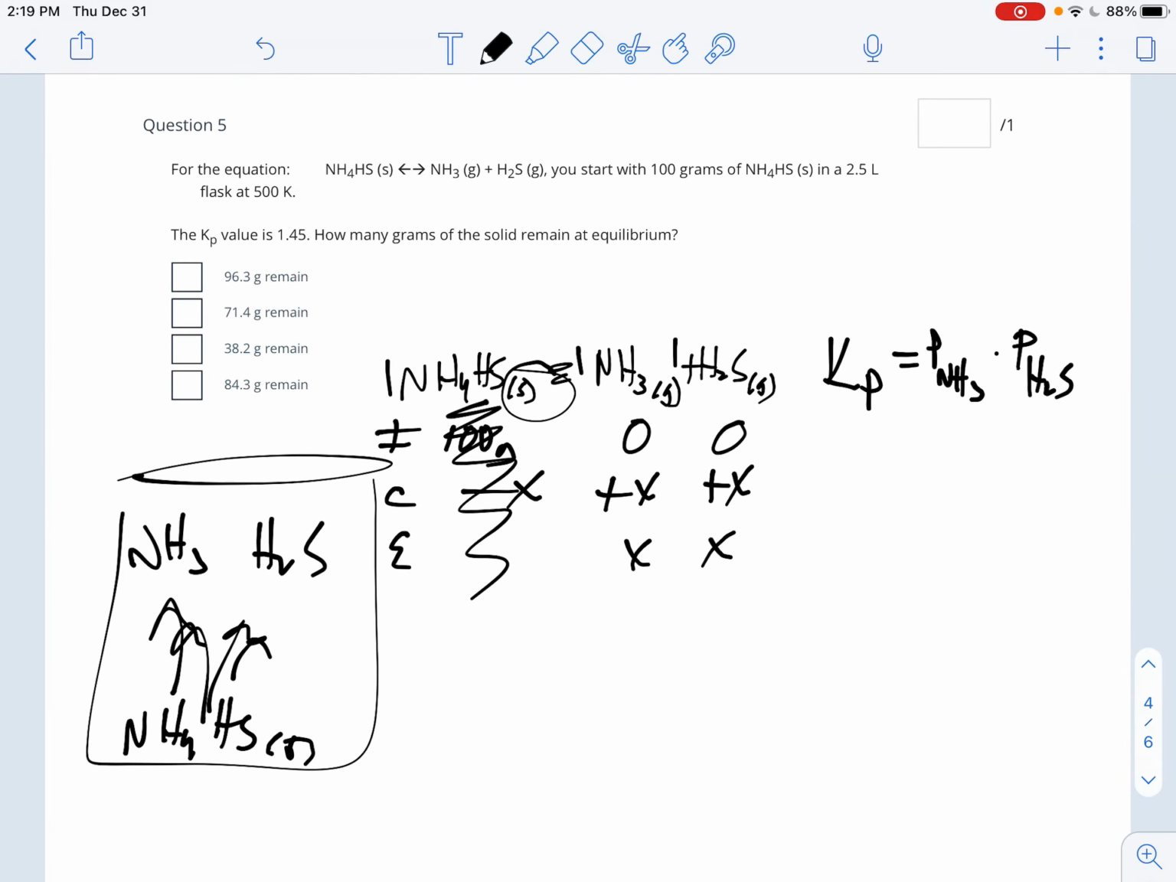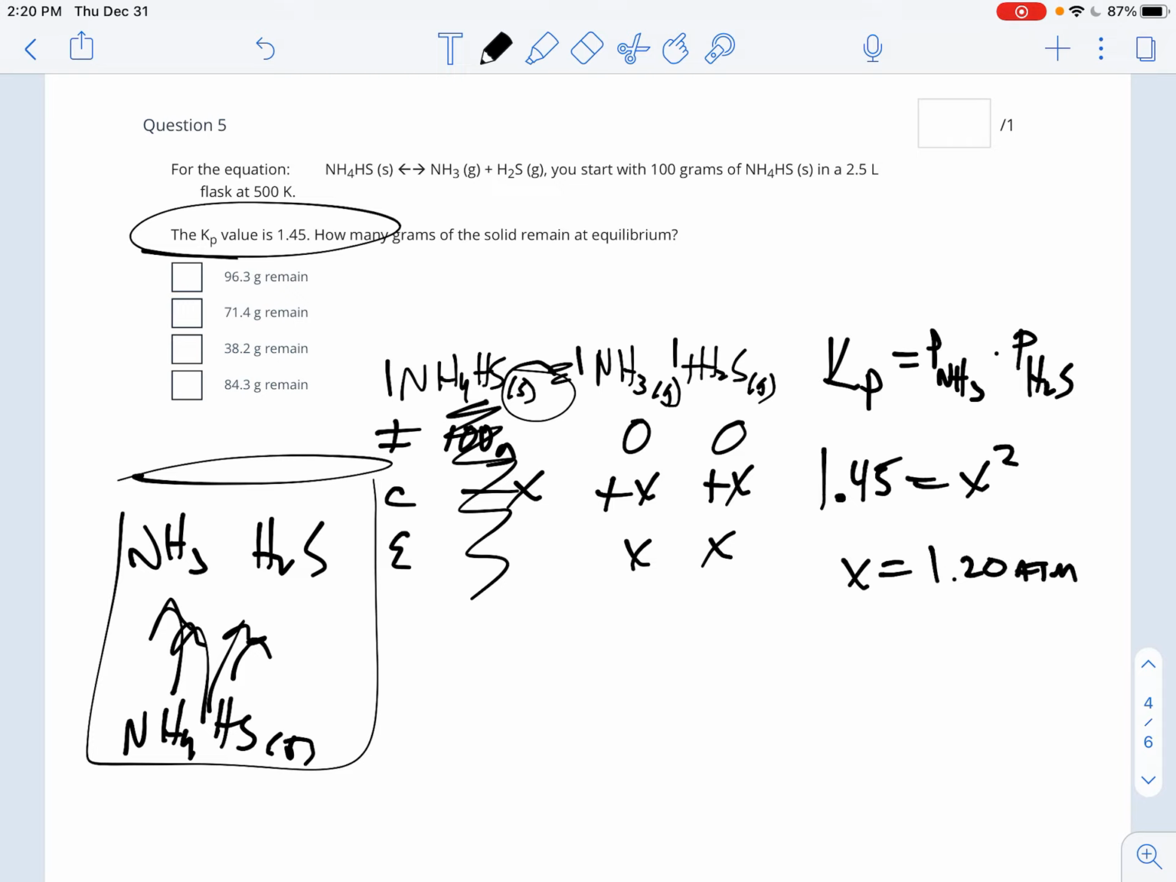So what's it going to be then? It's going to be that the Kp value, by the way, which is 1.45, is going to be equal to x squared, or x is going to be equal to 1.20 atmospheres for the pressure of each of these guys. So that's 1.20 and that's 1.20.